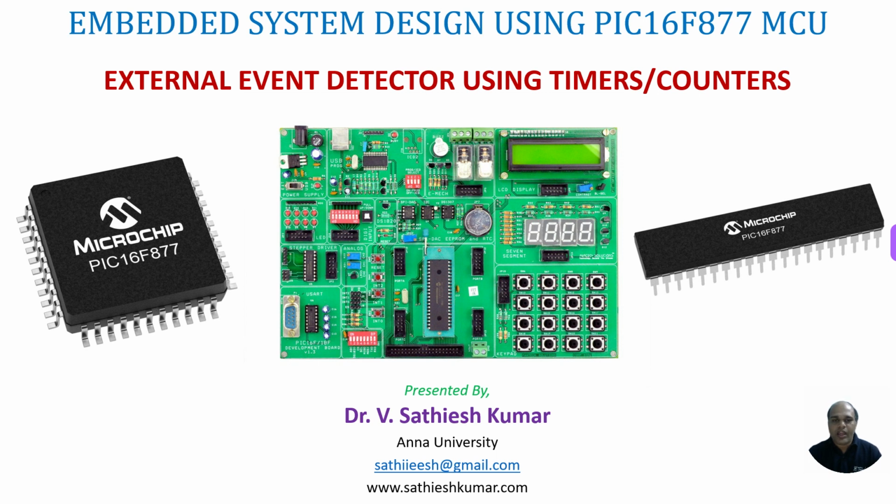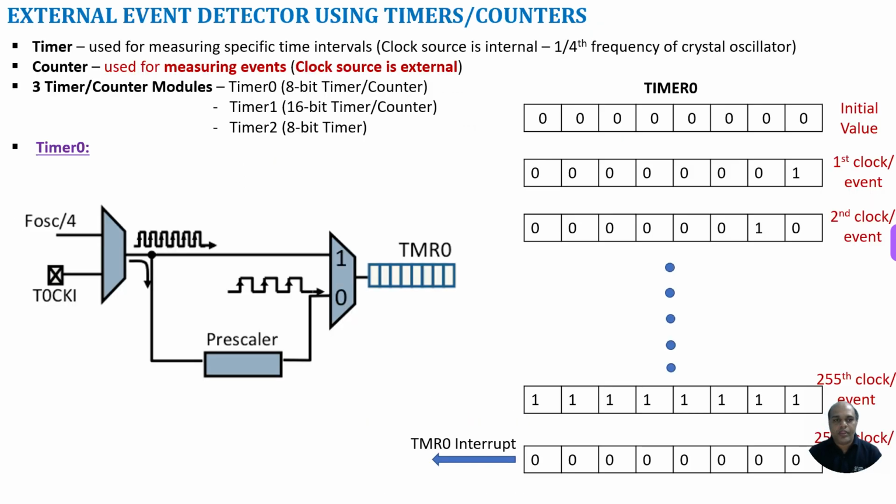In this tutorial, I will be performing external event detection or counting using timer or counter modules in the microcontroller. So a timer or counter is a hardware available in the microcontroller. This timer or counter can be used in a timer mode or in a counter mode. In a timer mode, we can use it for measuring specific time intervals, where the clock source is internal.